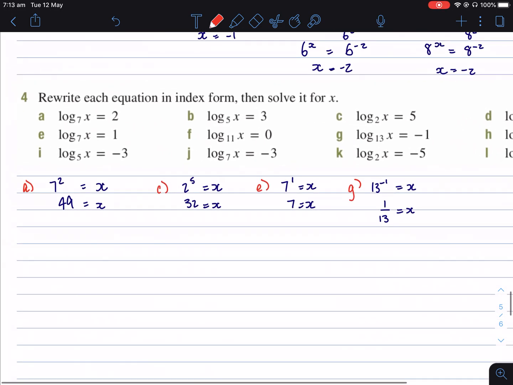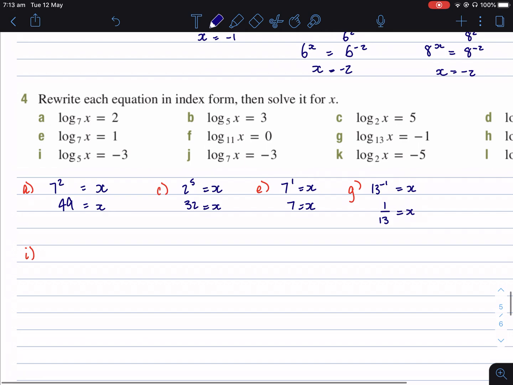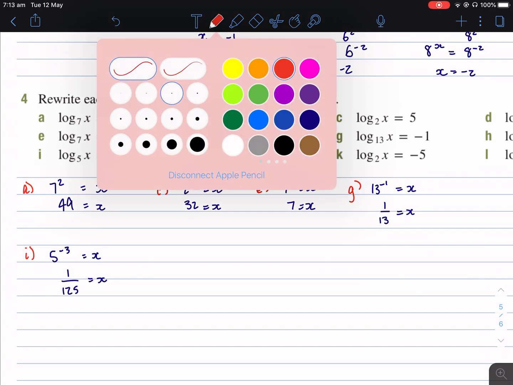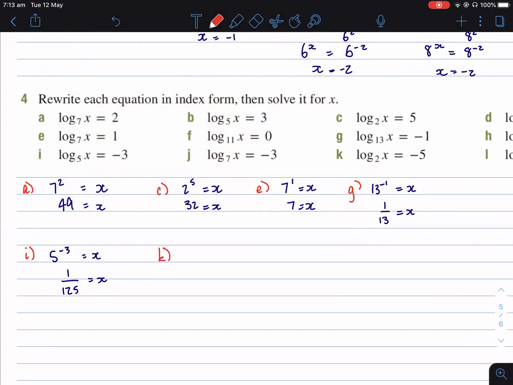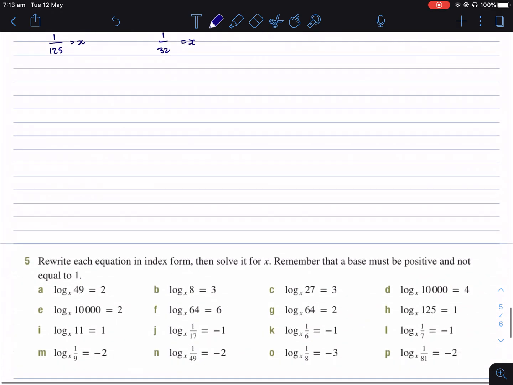We've got log base 5 of x equals negative 3, so 5 to the negative 3 equals x, so that's 1 on 125. Because 5 cubed is 125, and 5 to the negative 3 would then be 1 on that. Okay, we've got 2 to the negative 5 equals x. So remember, it's this to the power of this equals this. So that's 1 on 32. That's the last one that we're doing for 4.